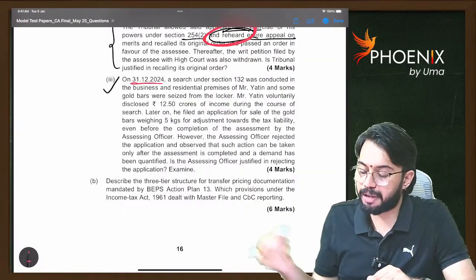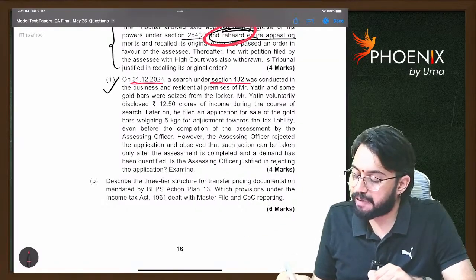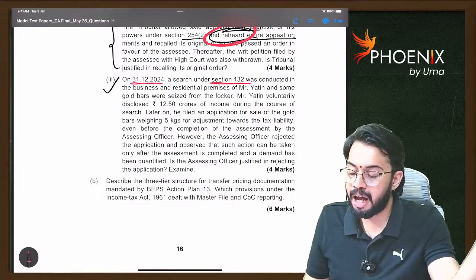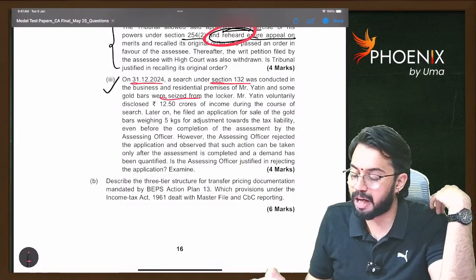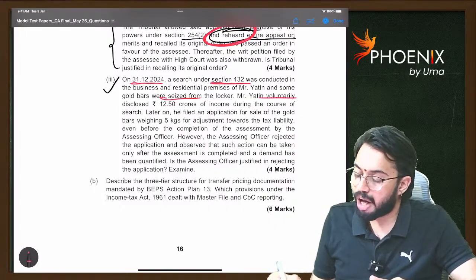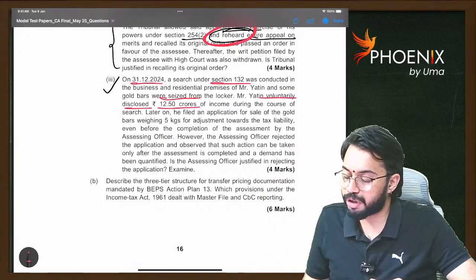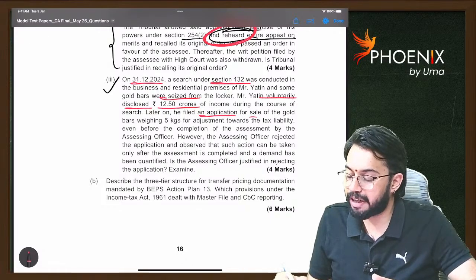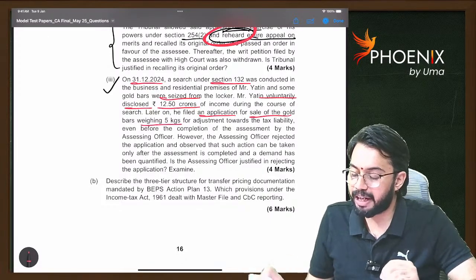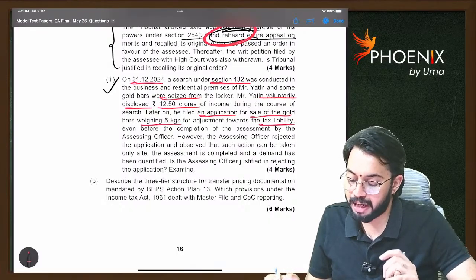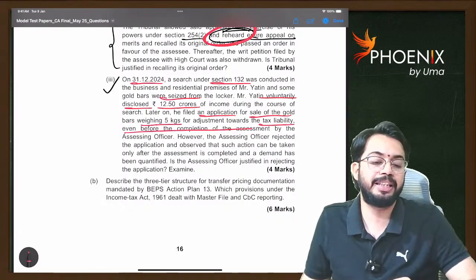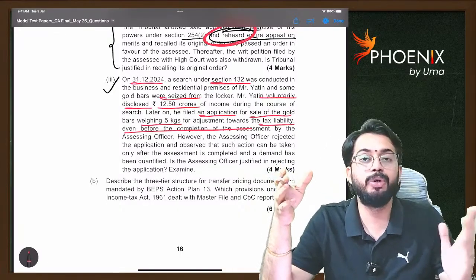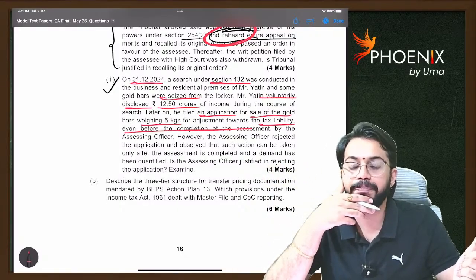On 31st December 2024, a search under section 132 was conducted in the business and residential premises of Mr. Yatin, and some gold bars were seized from the locker. Mr. Yatin voluntarily disclosed 12.5 crores of income during the course of the search. Later on, he filed an application for sale of gold bars weighing 5 kgs for adjustment towards tax liability even before completion of assessment.